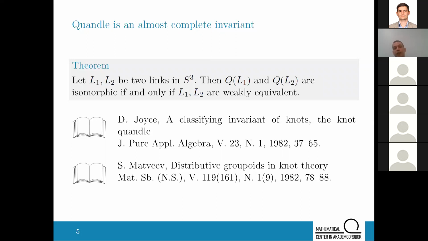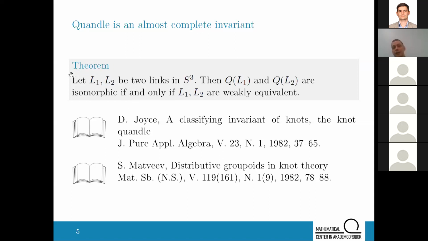More precisely, the following theorem holds. Let L1 and L2 be two links in the three-dimensional sphere. Then the quandle of the first link and the quandle of the second link are isomorphic if and only if these links are weakly equivalent. It means that either L1 is equivalent to L2, or L1 is equivalent to the link which is obtained from L2 simultaneously by reverse orientation and mirror image. This result was introduced by David Joyce and Sergei Matveev independently in 1982.